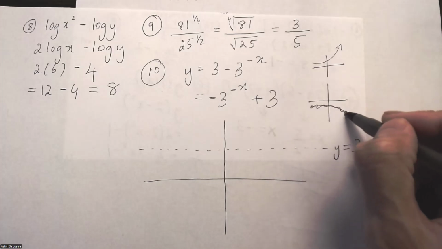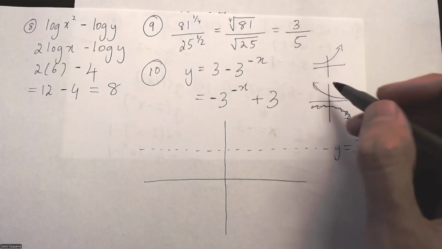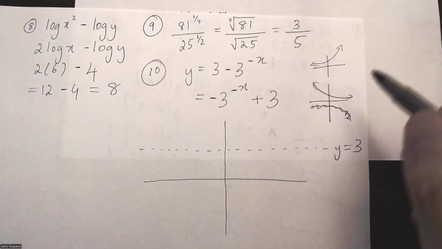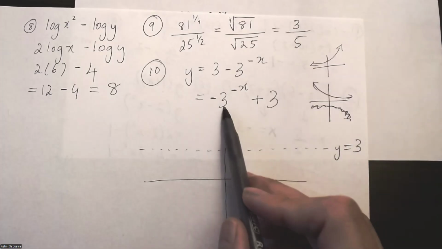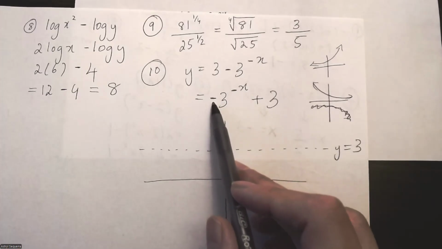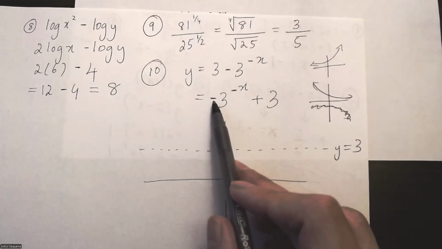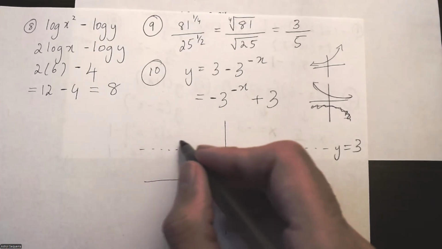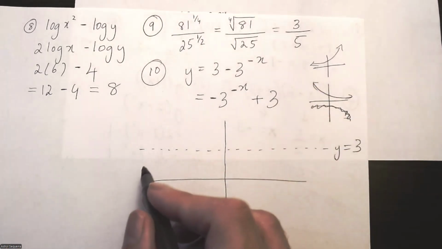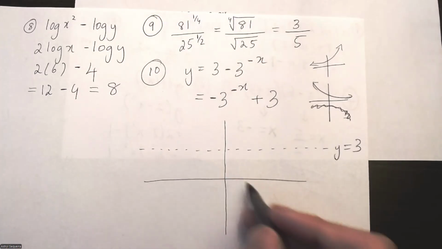Oops, I drew that wrong. Exponential decay. So larger than 1, growth, smaller than 1, decay. This is growth over here. And then we have a couple of different transformations. We have a negative in the front, which means a reflection in the x-axis. So instead of going up like that, it's going to be going down like that.